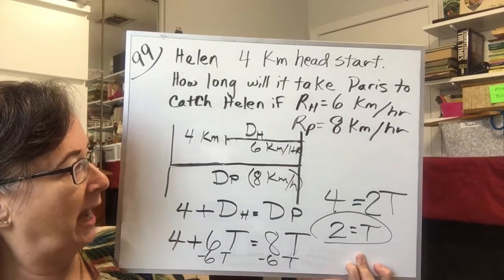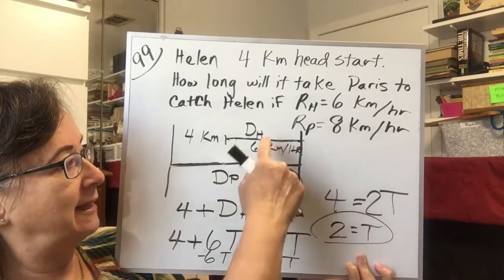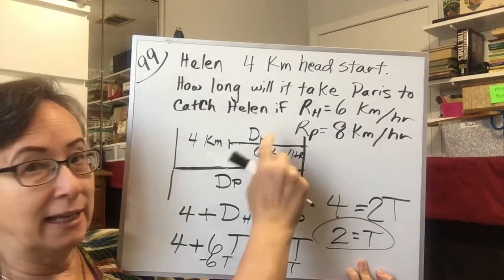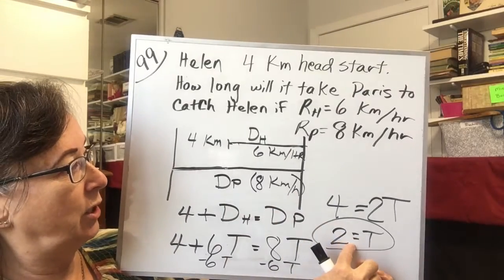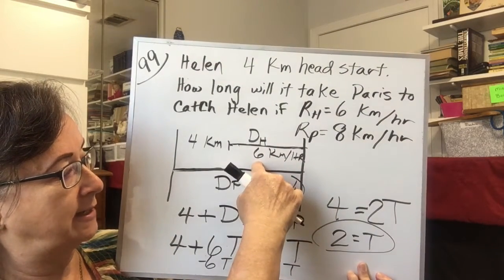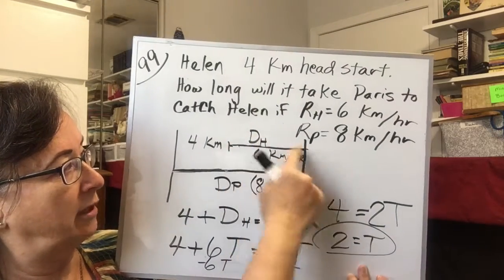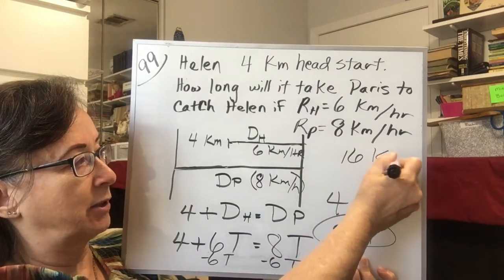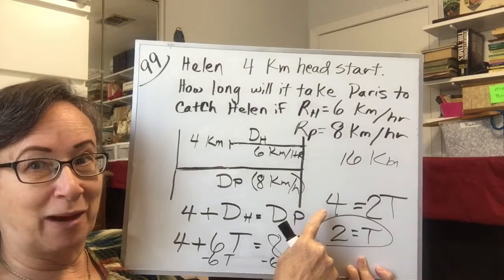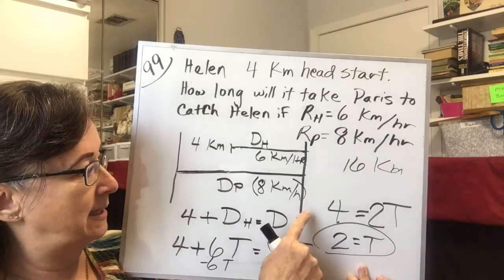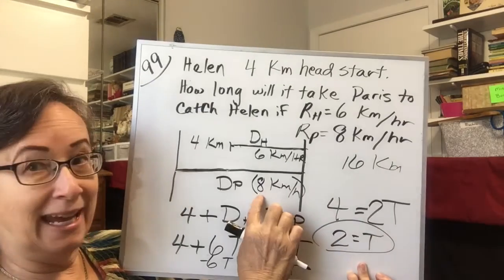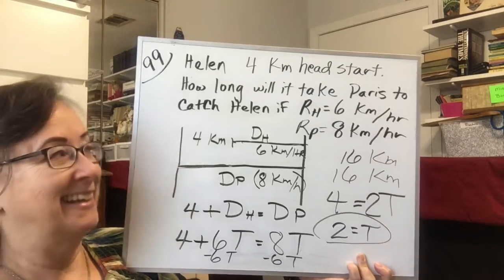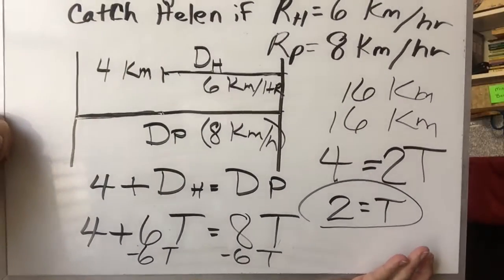So let's do a little check. We know that distance is rate times time. If the time is 2 hours, then Helen's distance is going to be 2 times her rate, which was 6. So she's going to travel 12 kilometers plus the 4 that was left over. So the total would have been 16 kilometers. And let's make sure that that winds up being Paris's distance. So 2 times 8 is 16. So it works.